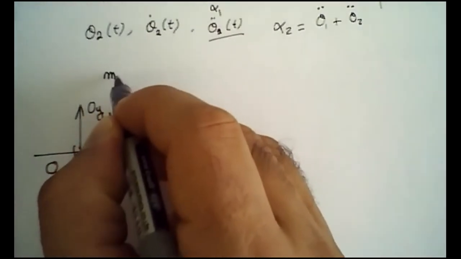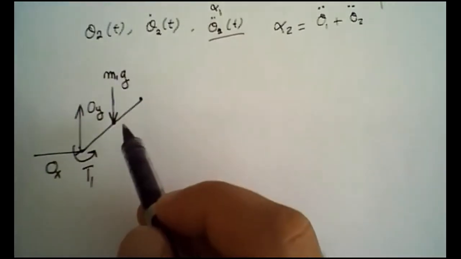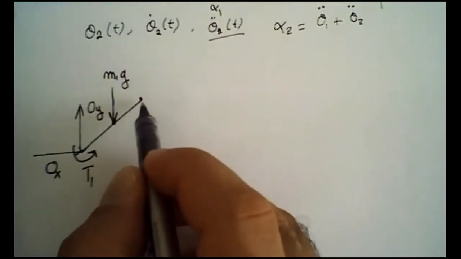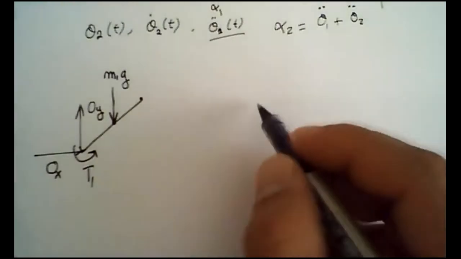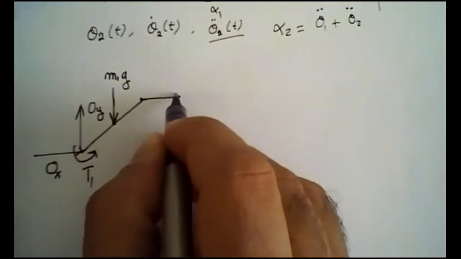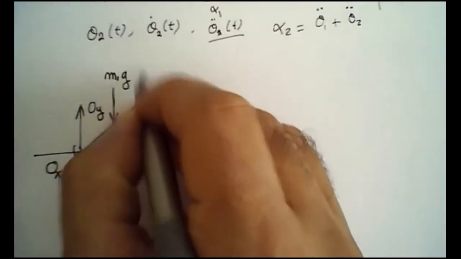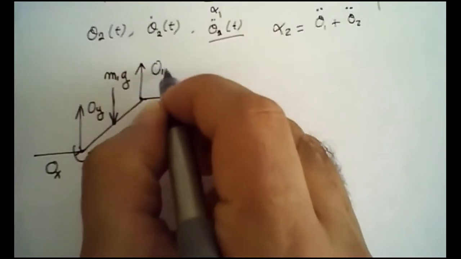And I'm going to do M1G, where M1 is the mass of that link. And basically, because that link is actually interacting with another link, we have some other forces here, and I'm going to call this O1X, right? O1X, and I have O1Y.